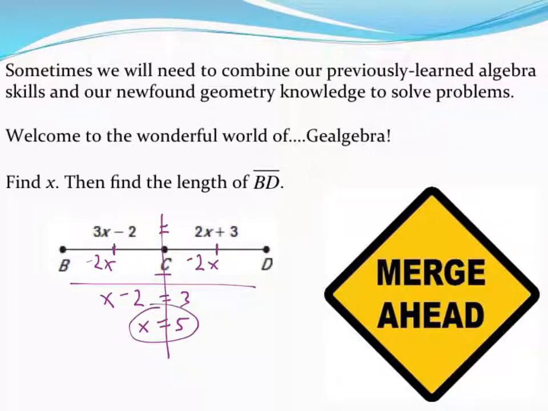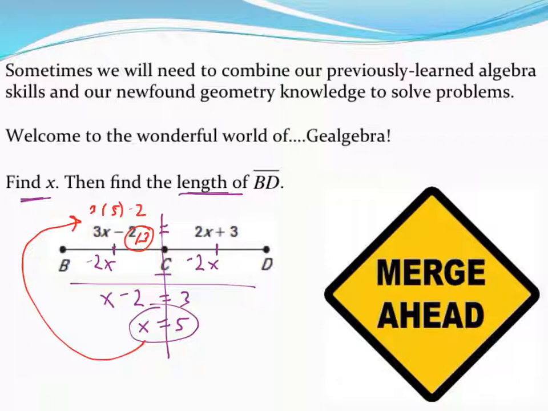Now be really careful because even though the direction said to find x, there was more to it than that. They also wanted to know the length of the entire segment BD. And so at this point what I'm going to do is take my x value and plug it back into these beginning points. So for example, I'm going to do 3 times 5 and subtract 2 from that. 3 times 5 is 15, minus 2 gives me 13 for this piece right here, 13 units. I don't know if it's feet or inches, whatever.